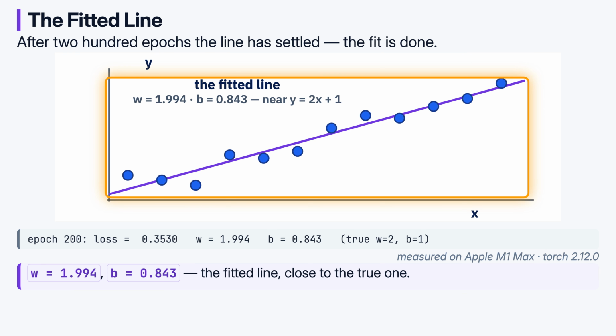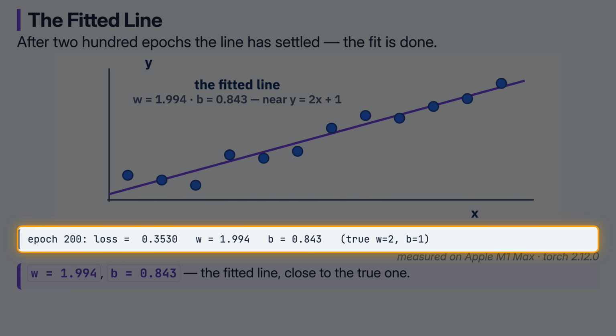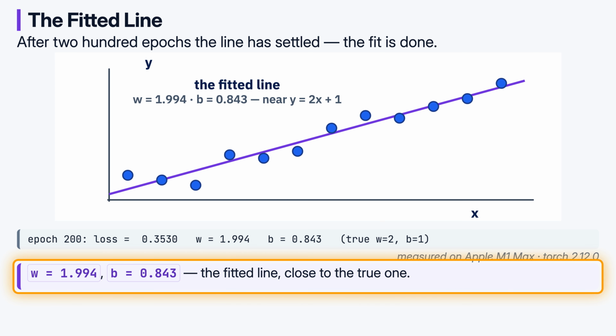After 200 epochs, the line has settled. It runs straight through the middle of the points. The fit is done. The learned W is 1.994, almost the true 2. B is 0.843, near 1. These are close to the true line, but not exactly it. The points are noisy, so the line cannot pass through everyone. The small leftover loss comes mostly from that noise, and that is correct.